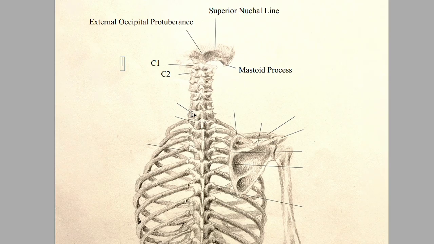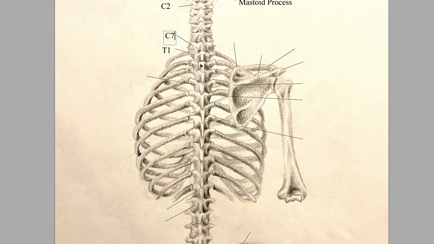Then we're going to see these two vertebrae over here. As we saw in the previous video of the anterior thorax, the first rib articulates with the first thoracic vertebra right there. So this one right here must be T1, which means that this vertebra right here is C7. Then if we count from here, we go T1, T2, T3, T4.